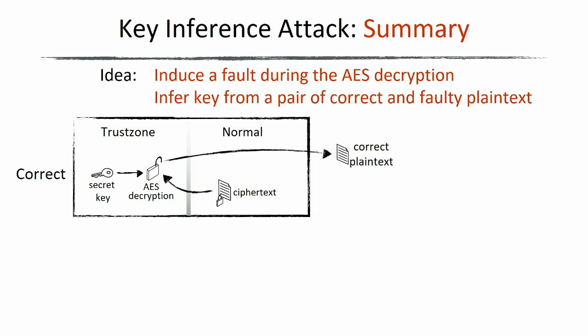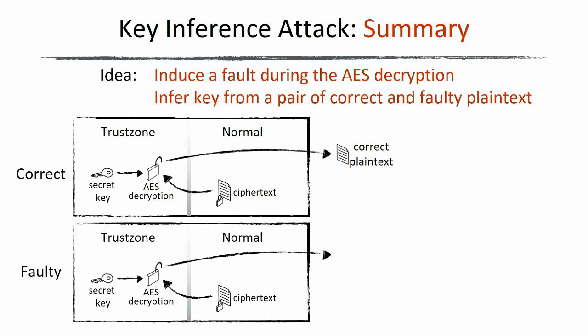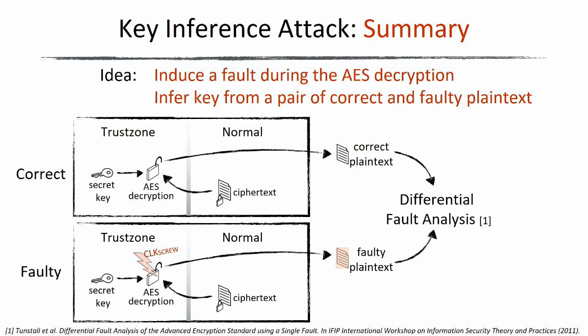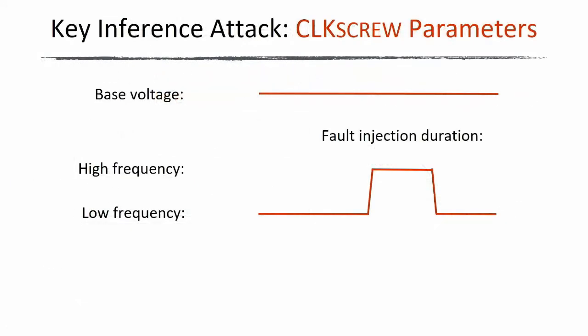And what we want to do in this attack is to induce a fault while the AES decryption is running, executing within TrustZone. So here we show an expected operation where we get the correct plain text from the decryption. Now we will re-invoke the decryption operation again, but this time we will induce a timing fault at the decryption operation to result in a faulty plain text. Now with this pair of correct and faulty plain text, we can apply the differential fault analysis from Tunstall's work to finally infer the secret key that we want.